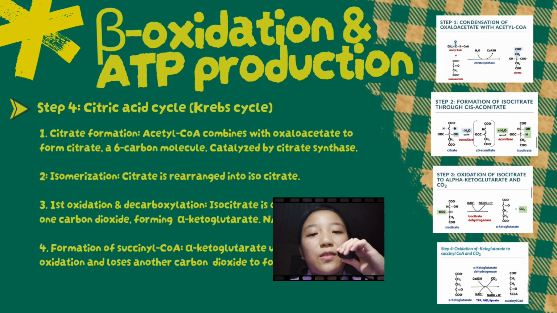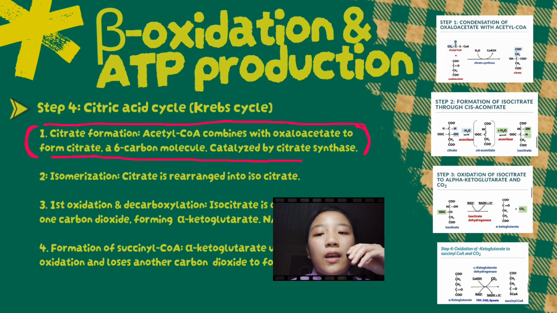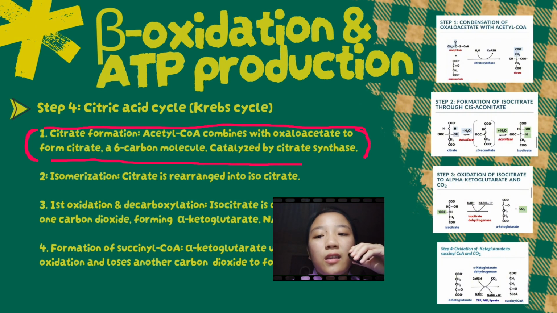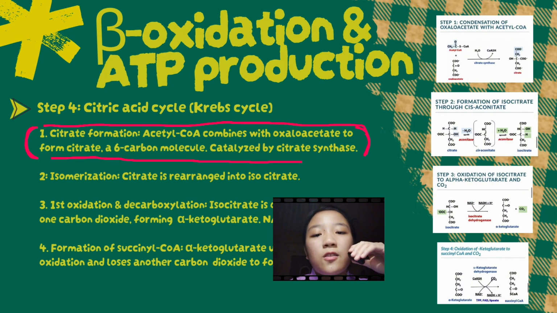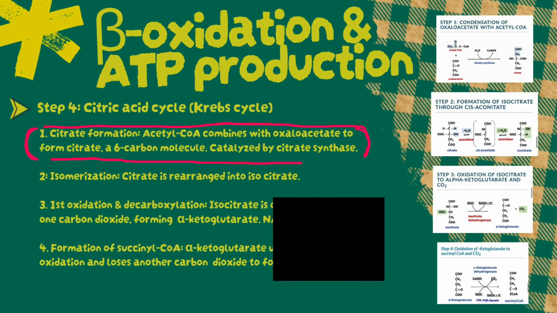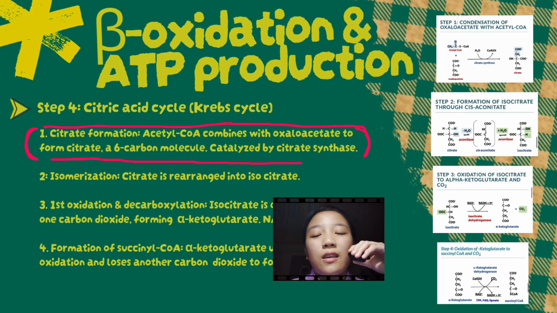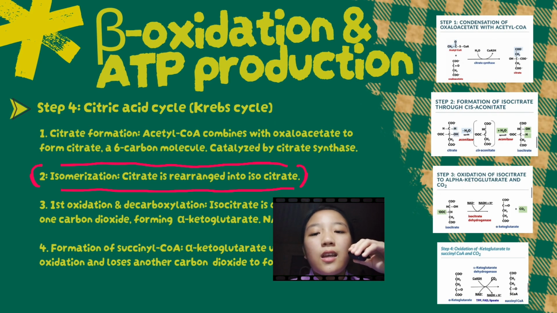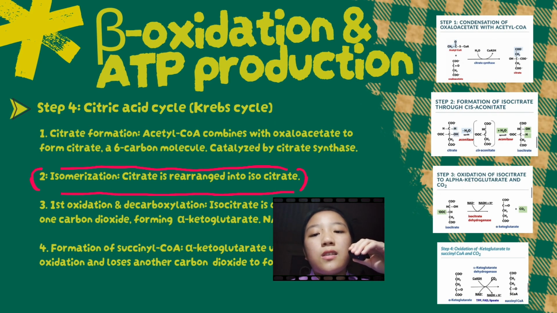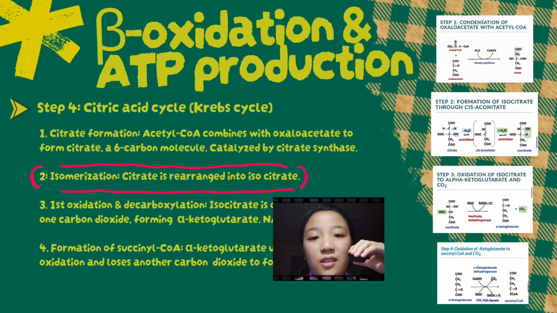After beta oxidation produces acetyl-CoA, it enters the citric cycle, also known as the Krebs cycle, in the mitochondrial matrix. First, acetyl-CoA combines with oxaloacetate to form citrate. Citrate is a 6-carbon molecule catalyzed by citrate synthase. Citrate is then rearranged into isocitrate through isomerization.